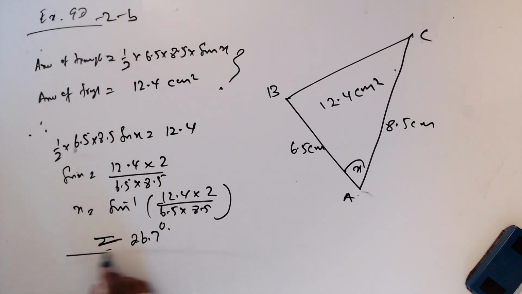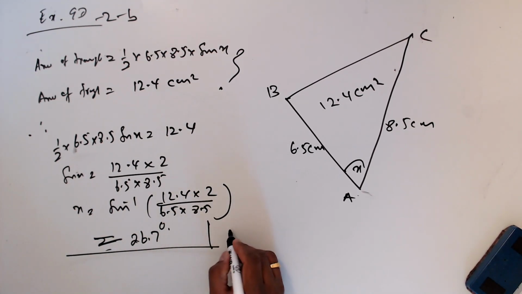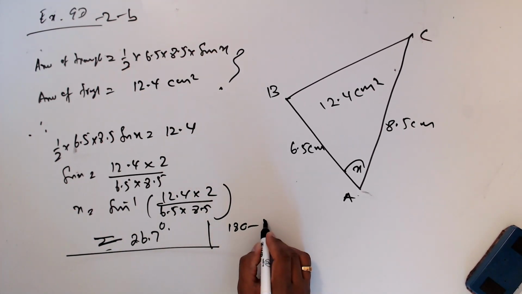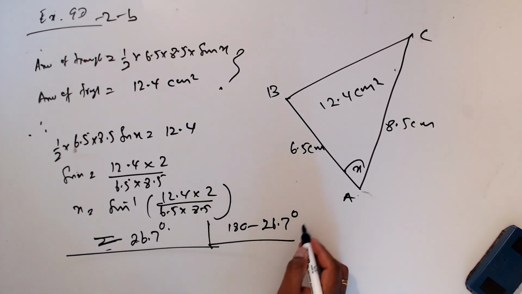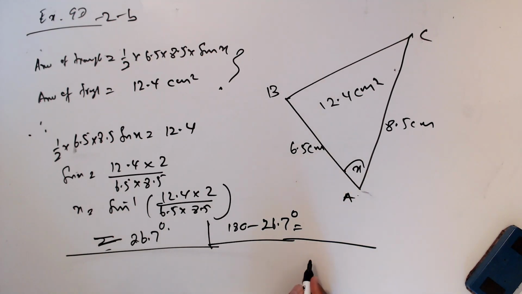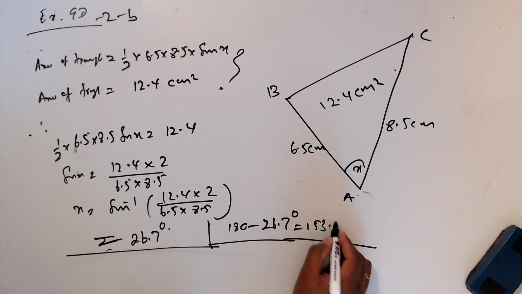Then we should know the other answer in part 1. The answer is 180 minus 26.7, which is 153.3.